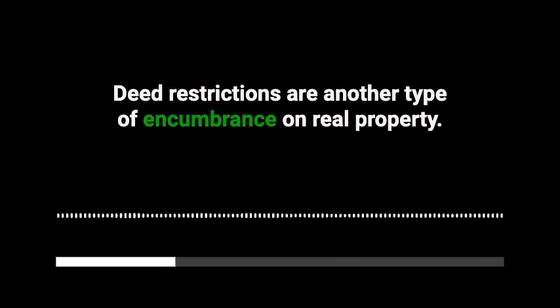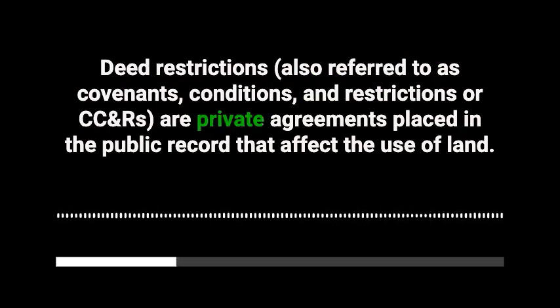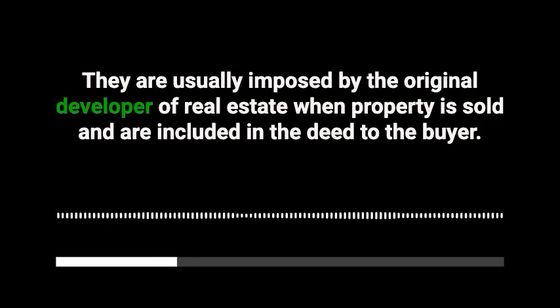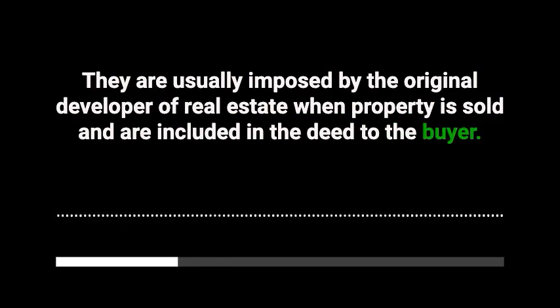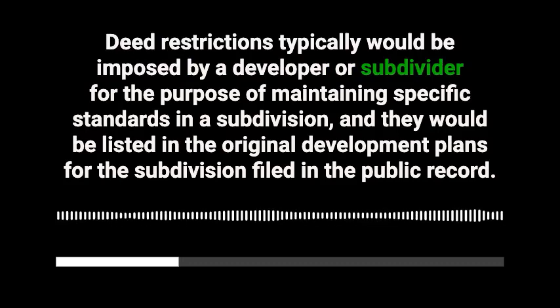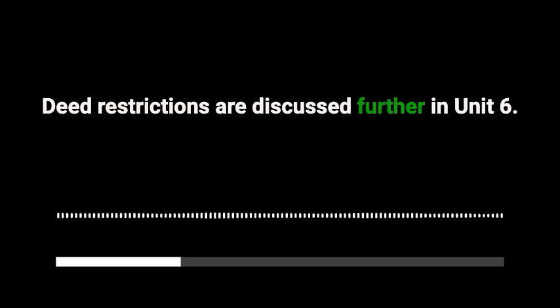Deed restrictions. Deed restrictions are another type of encumbrance on real property. Deed restrictions are private agreements placed in the public record that affect the use of land. They are usually imposed by the original developer of real estate when property is sold and are included in the deed to the buyer. Deed restrictions typically would be imposed by a developer or subdivider for the purpose of maintaining specific standards in a subdivision, and they would be listed in the original development plans for the subdivision filed in the public record. Deed restrictions are discussed further in Unit 6.